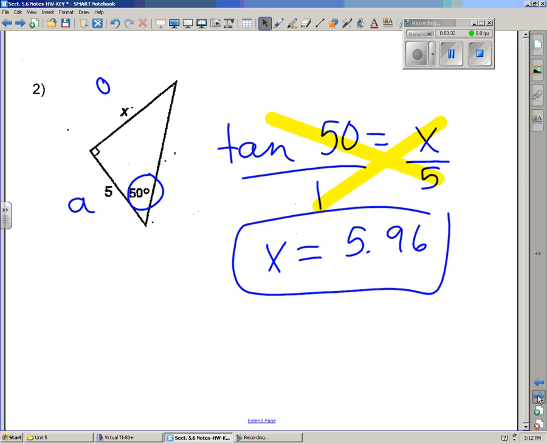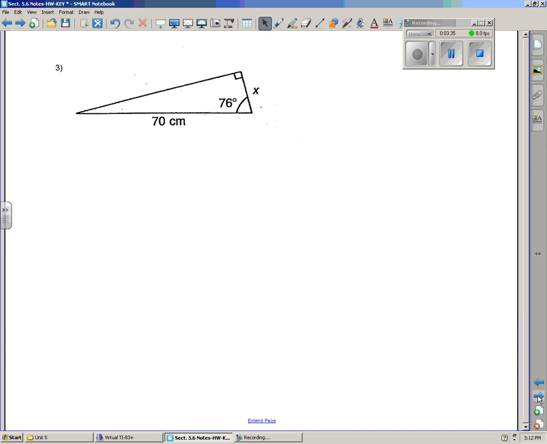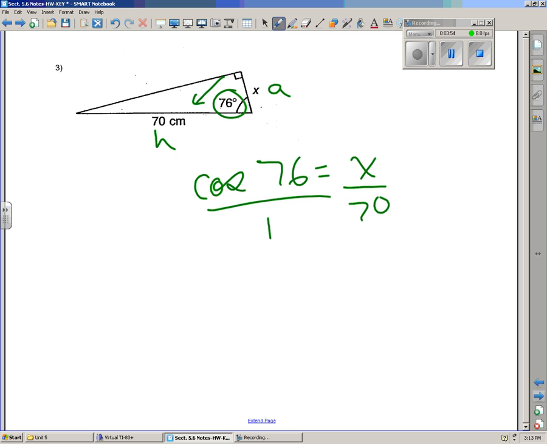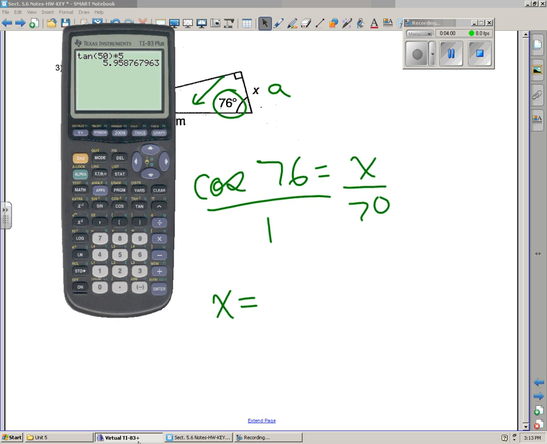Next one. So our reference angle here then becomes 76. The 70 happens to be the hypotenuse. Yes, it's adjacent, but it's not the adjacent side. It's opposite the right angle. The x happens to be the adjacent. This is going to be a cosine. So cosine of 76 degrees equals adjacent over hypotenuse, x over 70. Set up your proportion, cross multiply. X equals cosine of 76, close up your parentheses, multiply that by 70, round that to the nearest hundredth, it's going to be 16.93.